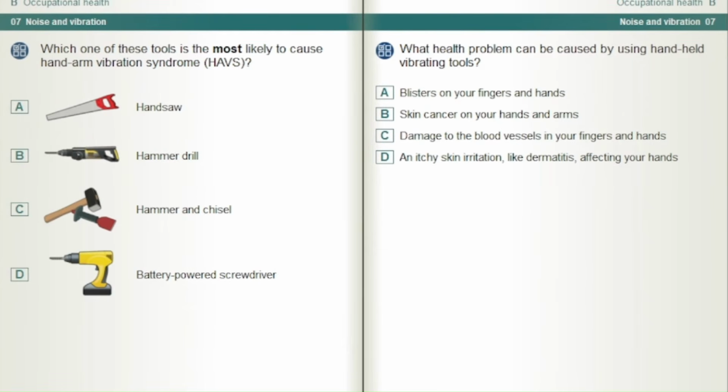Which one of these tools is the most likely to cause hand-arm vibration syndrome, HAVS? Hand saw, hammer drill, hammer and chisel, battery-powered screwdriver.